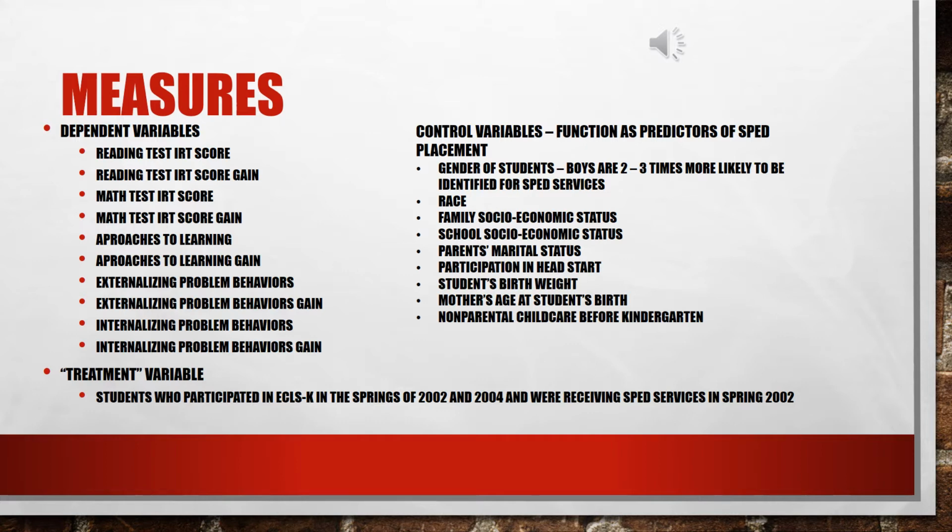Control variables functioned as predictors of special education placement. Control variables included gender due to the fact that boys are 2 to 3 times more likely to be identified for special education services. Other variables include family and school socioeconomic status, parents' marital status, participation in the Head Start program, the student's birth weight, the mother's age at the student's birth, and non-parental child care before kindergarten. In previous studies of special education services, these were all variables that had been identified as predictors of special education placement.